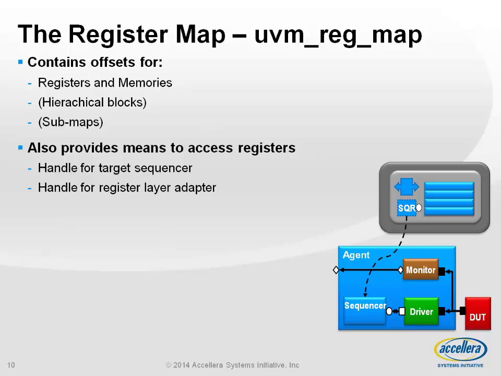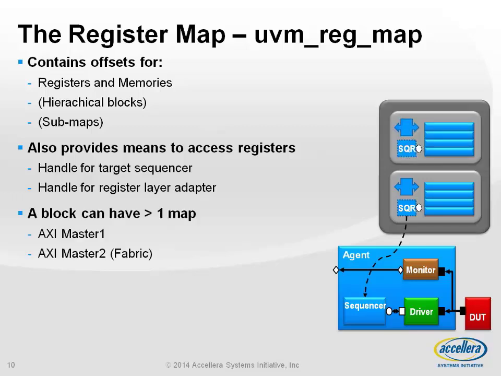Again, we're specifying things in the register layer at this higher level of abstraction, but we need to be able to go down to the actual physical bus transaction, so we need a converter to do that. And that's what the adapter is, and so we specify that. Again, a block can have more than one map, and so each of those maps has its own sequencer and its own adapter, given whatever the ultimate bus transaction is going to be for that particular address map.